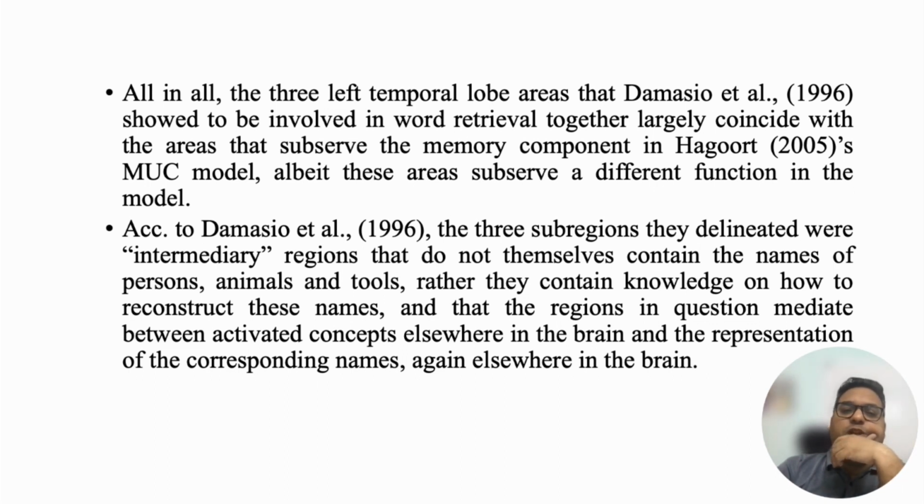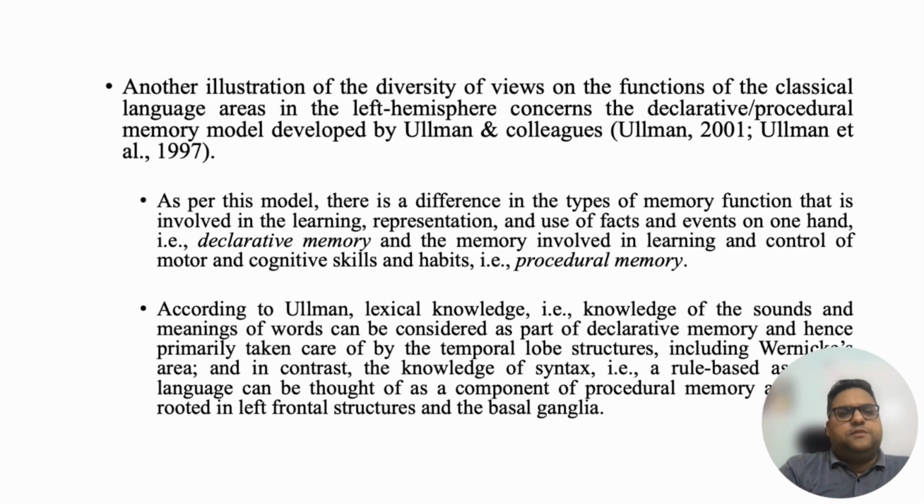According to Damasio, the three regions that they have delineated were intermediary regions, in the sense that they do not contain the names of persons, animals, and tools. Rather, they contain knowledge about how to reconstruct these names from a distributed network. So again, you can see that there is a bit of a conflict between studies, but the more predominant view is that the knowledge about concepts is more distributed in the brain, and these regions that Hagoort or Damasio is finding are regions that are coordinating the collection of this information rather than storing it themselves.